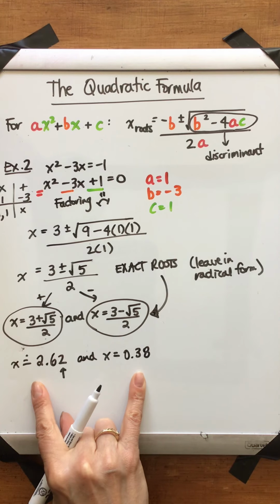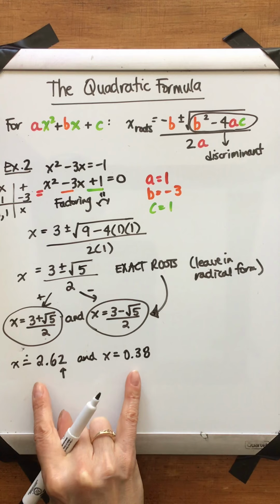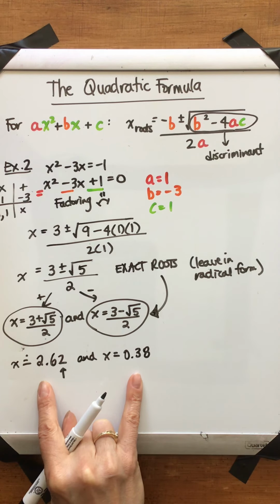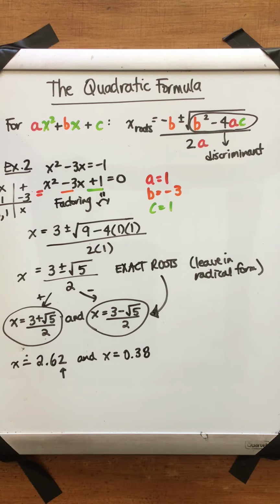These are your x-intercepts. So the quadratic formula is powerful because it works for all roots, whether they are in fact integer values or whether they're decimals. Integer values are more easily found usually through factoring, but that doesn't represent the majority of parabolas in everyday life. So this is a powerful tool.